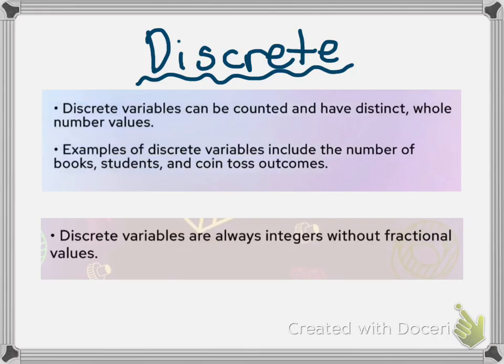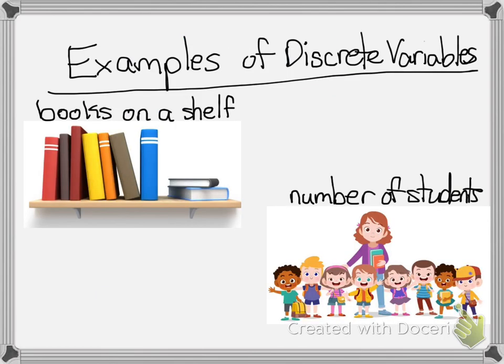values. Like, for example, books on the shelf, students in the class, the coin toss outcomes. Discrete variables are always integers without fractional values. So basically, when you're thinking about discrete variables, always think of whole numbers, which are integers, and you cannot have a decimal. Like, for example, books on the shelf.